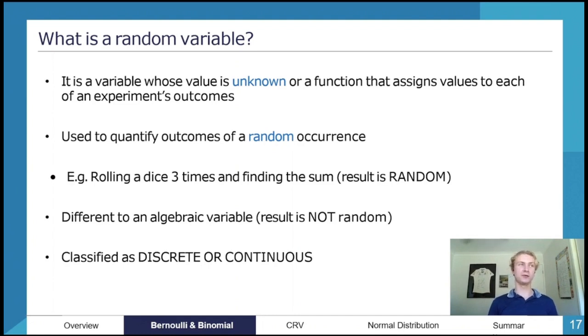Obviously, the factors would be like forces involved and the texture of the surface and friction, all this. We just assume it's random. So it's different to an algebraic variable where the result is not random. So I just want to make sure that first sentence is right. If you have a probability density function, it's not random. Random means that we don't know, whereas a probability density function is an algebraic variable of value, right? The result is not going to be random.